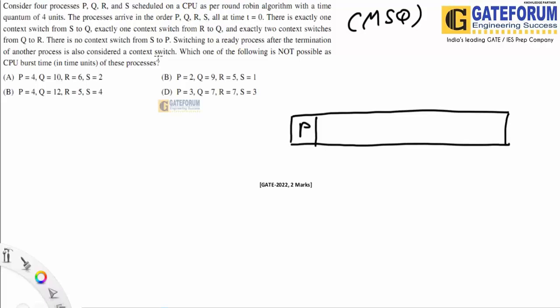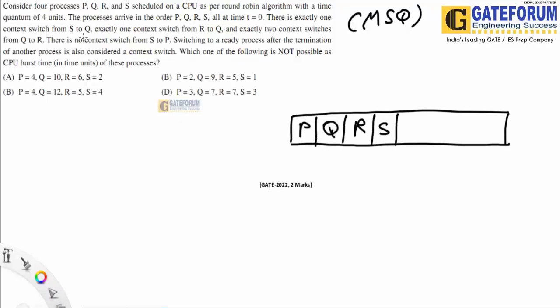There is nothing written saying there is no context switch from P to Q, so we can have a context switch from P to Q. Now from Q, we will have a context switch to R, and from R to S. Now from S, we don't have any context switch to P, so P should be done by this particular time.